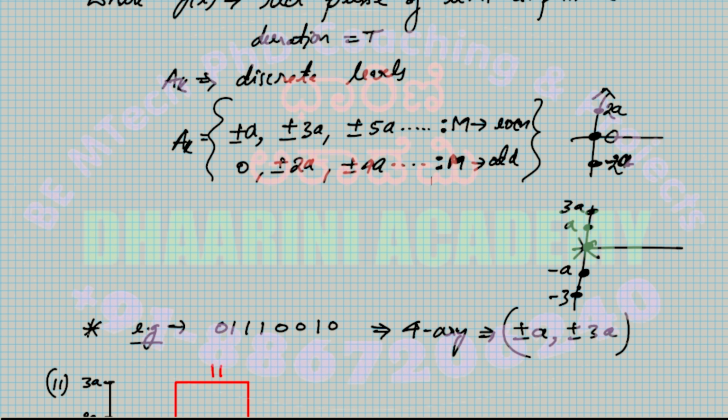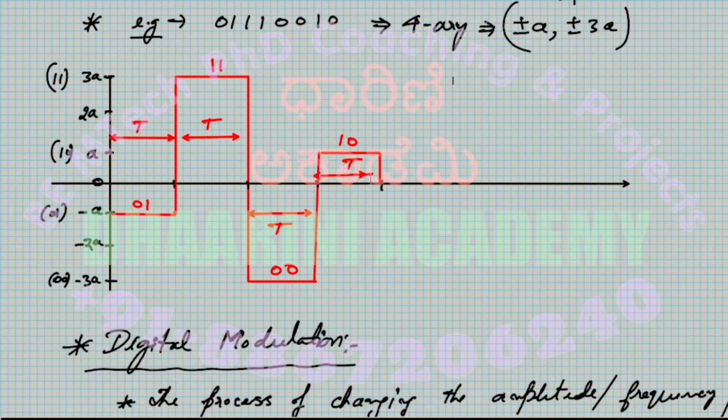Now we go for an example. Consider a 4-array system and try to draw its waveform for the sequence 0 1 1 1 0 0 1 0. So from the left, you club 2 bits at a time, like 0 1, 1 1, 0 0, 1 0. This can be any other format also. You may get an 8-array waveform to be plotted, where you have 8 different levels. So just look at the M value and decide what the levels are.